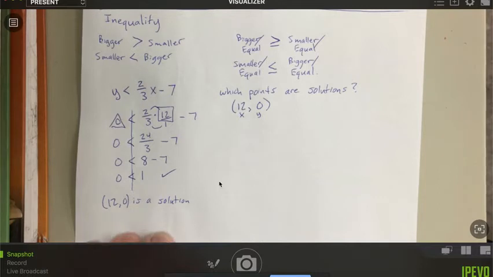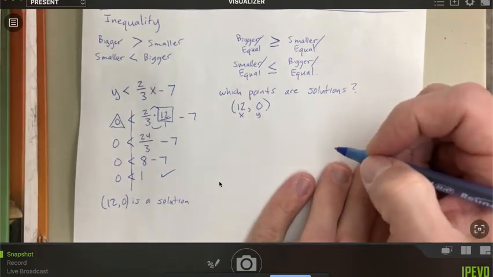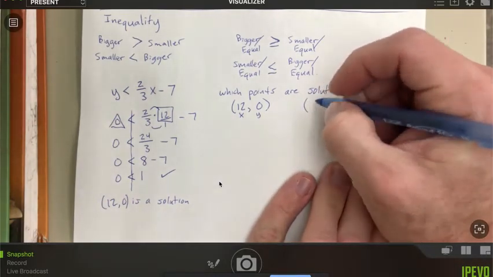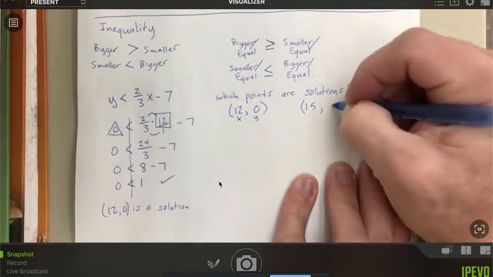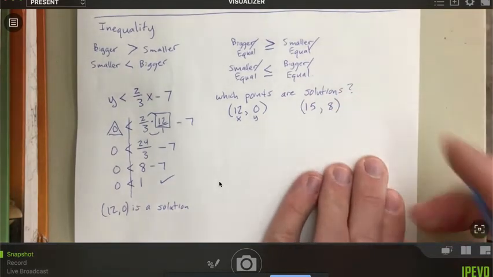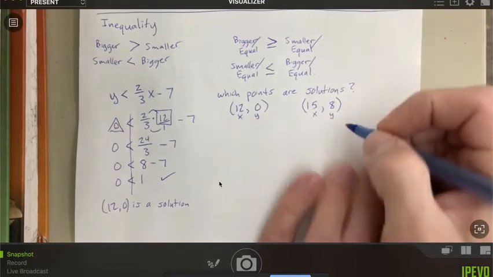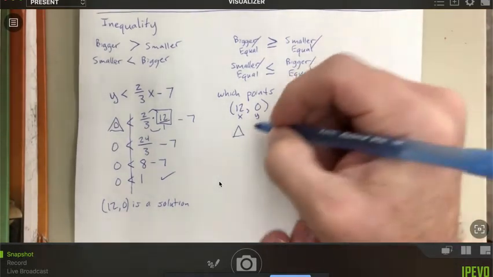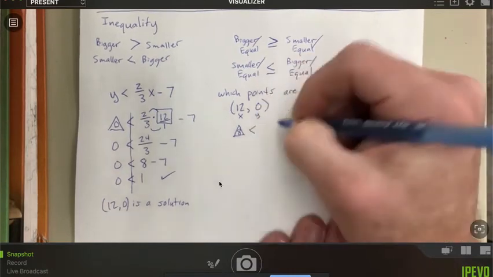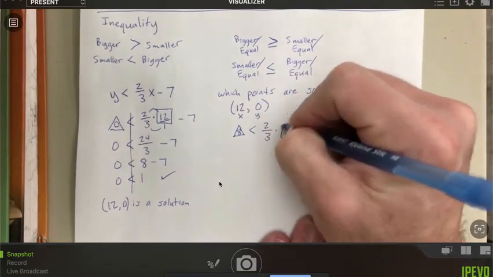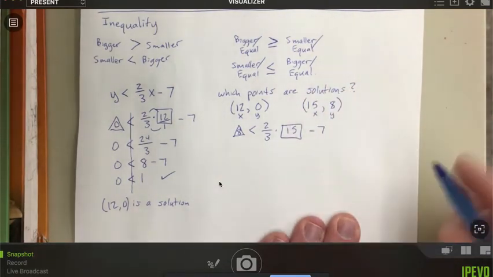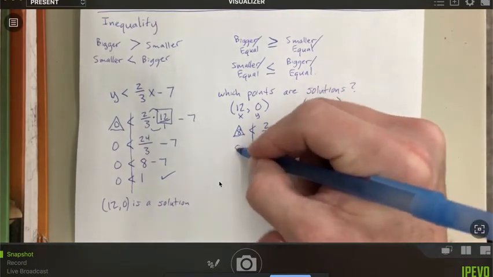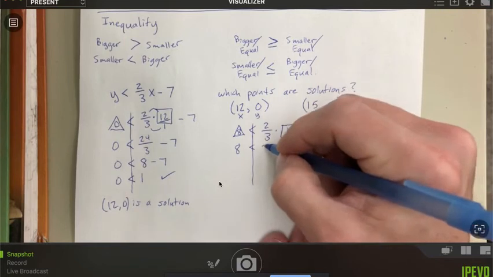All right. Cool. So the second point that I want us to think about is what if I give us 15, 8? So same thing, think about that as x, y. So my y value is going to be 8. My x value here is 15. So two sides still. Here's 8.